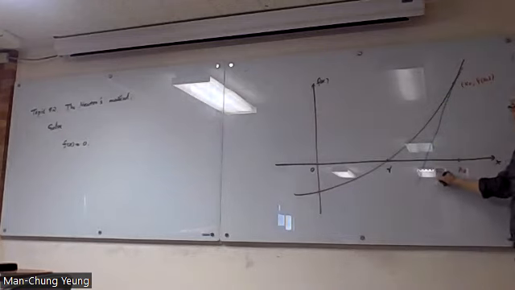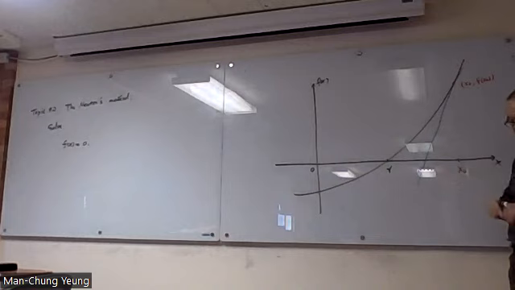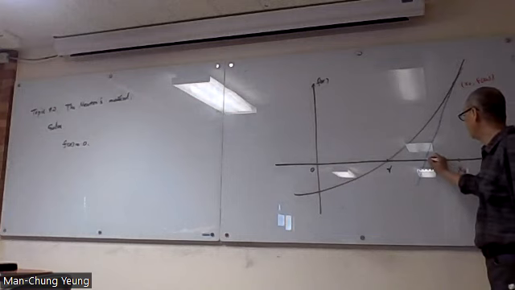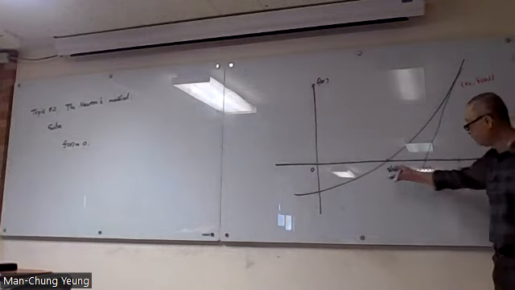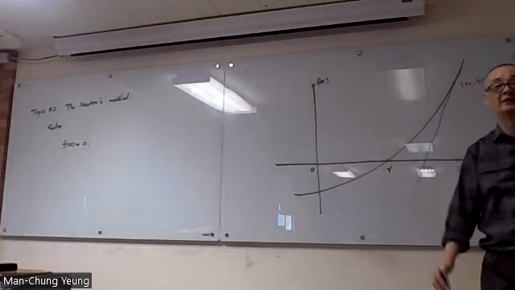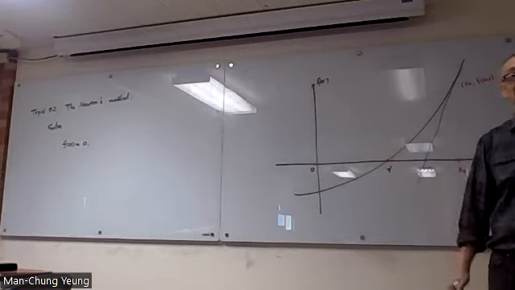Tangent line. Suppose it intersects the x-axis at this point. This point we call x1. Graphically, x1 is closer to the root than x0.